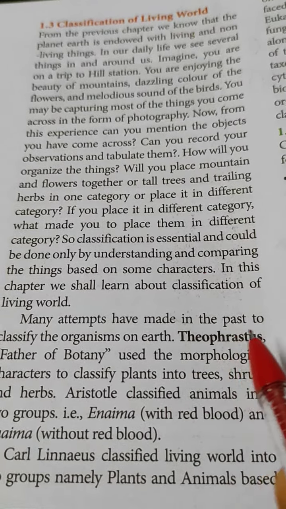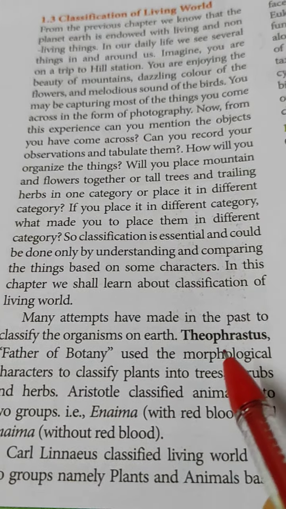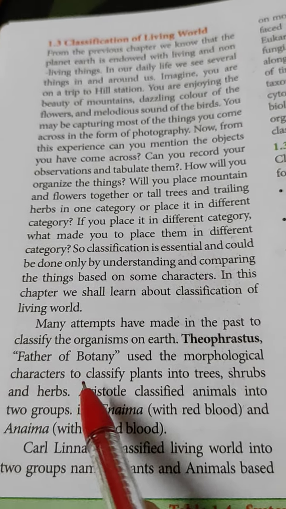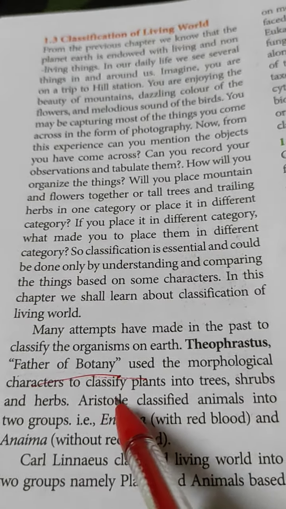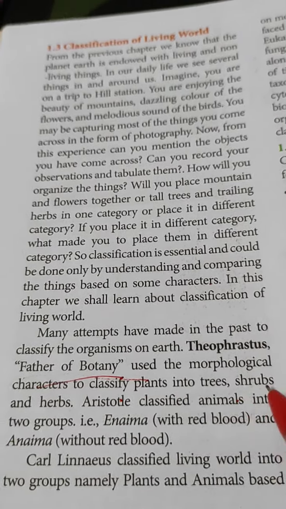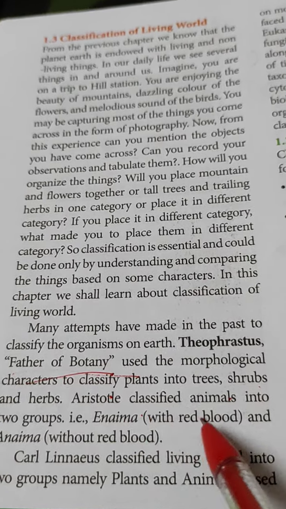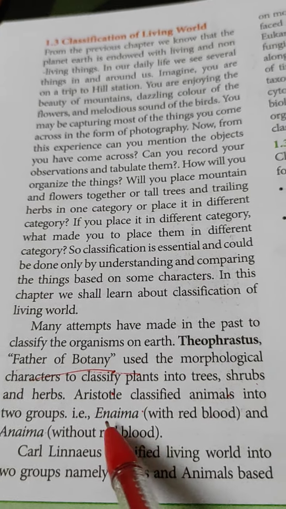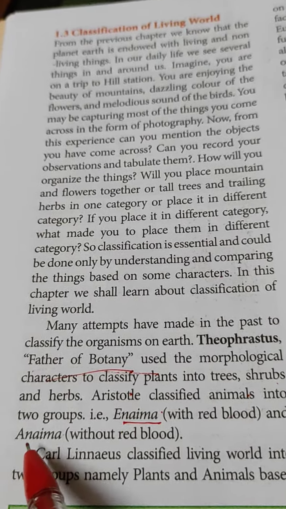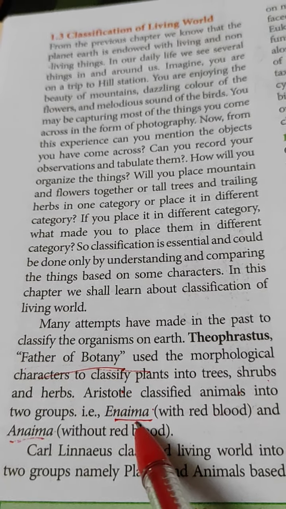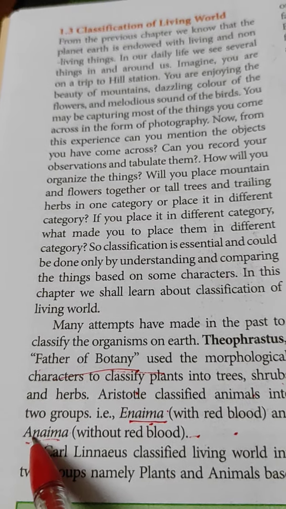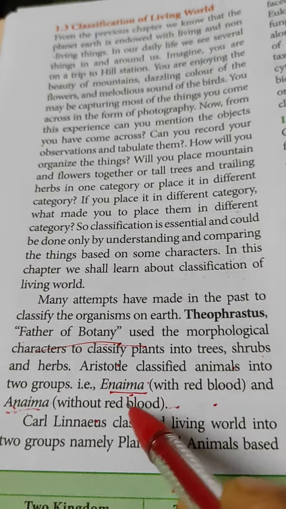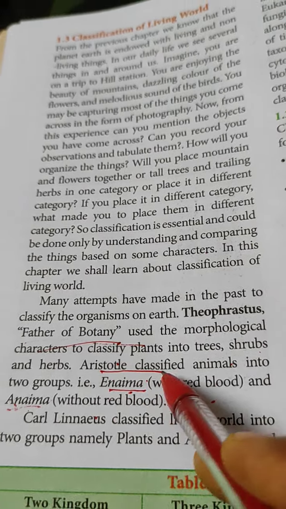Many attempts have been made in the past to classify the organisms on Earth. Theophrastus, father of botany, used morphological characters to classify plants into trees, shrubs, and herbs. Aristotle classified animals into two groups, Anaima and Enaima. Enaima means with red blood cells; Anaima, where A means absent, means without red blood cells. That is how Aristotle divided the animals. Father of botany, Theophrastus.